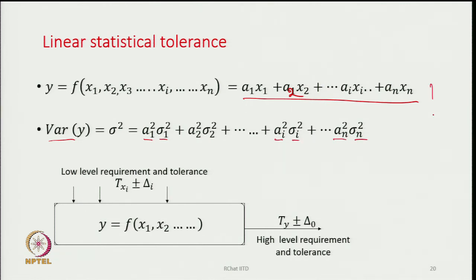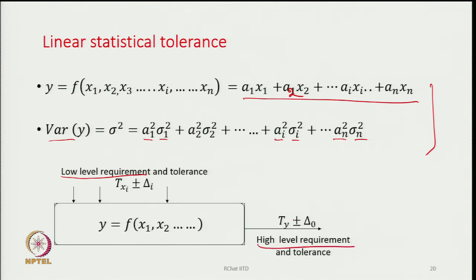This formula is important to know in the case of linear statistical tolerance. That is, we are assuming a linear relationship between y and x, but many a times it could be nonlinear. That can also be tackled, but to make the case simple, we are assuming that it is a linear relationship. So, these x i's are low level requirements and these y's are high level requirements.